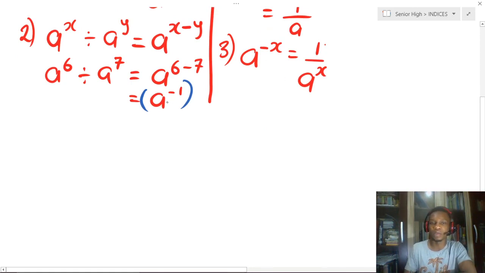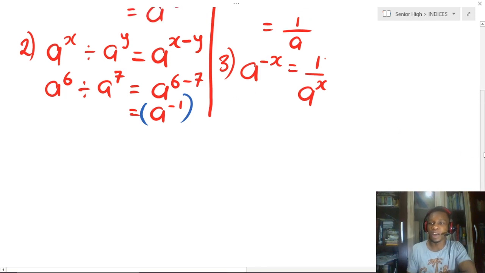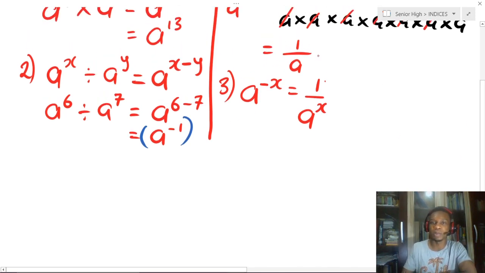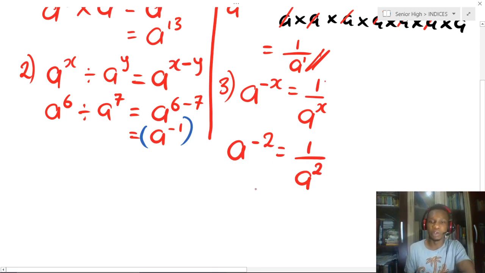And we showed it here. We had a raised to the power of minus 1. From our final value, it became 1 over a raised to the power of 1. But remember, a raised to the power of 1 is still like saying a. So that's why we stopped here. So for instance, if we're given a raised to the power of minus 2, what will it become? It will become 1 over a raised to the power of 2. Is that okay? So that is very good.